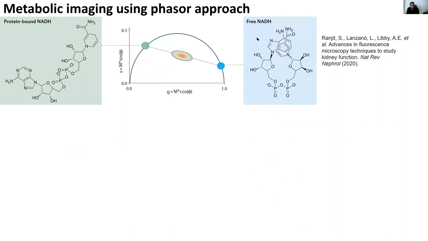So based on that, how do we do metabolic imaging? We use protein-bound NADH and free NADH. Free NADH has a shorter lifetime, which appears here. Bound NADH has a longer lifetime, appears here. If it's just these two species, the distribution would always appear along this line, which is called the metabolic trajectory. And the shift along this trajectory tells you what kind of metabolic changes are happening.